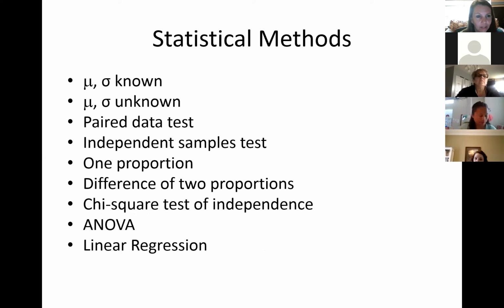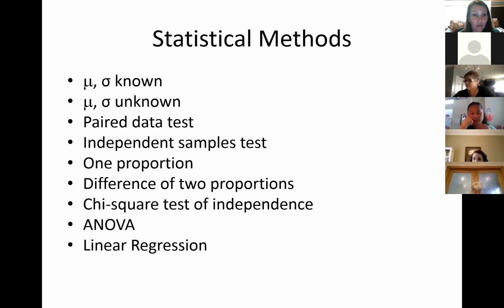All right, so now that we're at the end of the semester, we have a huge toolbox full of different statistical methods that we have learned. And so the beginning section of the test, where it's asking you what the best analysis is going to be, now we have so many different ones to choose from. So we have mu with sigma known, mu with sigma unknown, the paired data test, the independent samples test, 1 proportion, 2 proportions, chi-squared, analysis of variance, and now we've tacked on linear regression down there at the bottom.